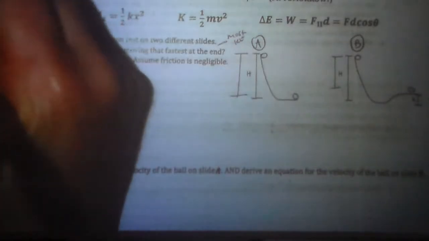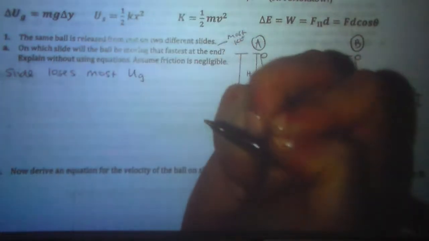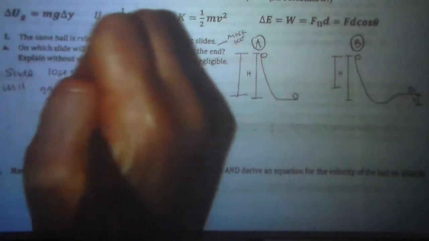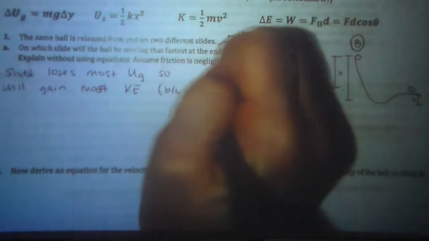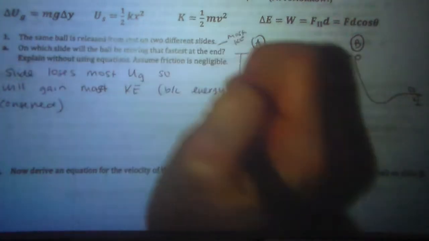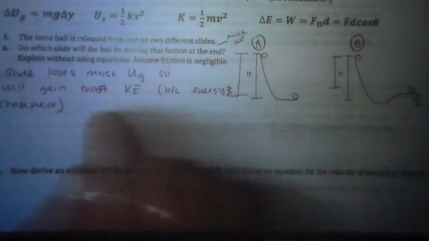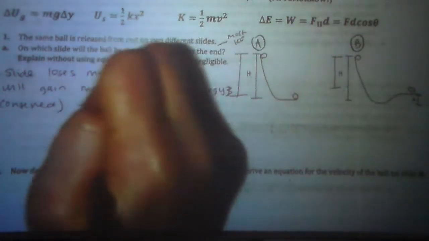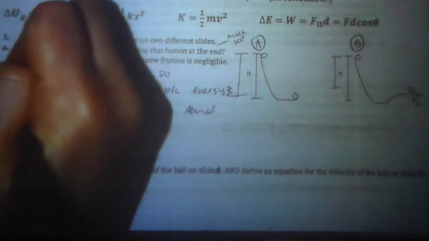So slide A loses the most potential energy, has the greater height change, so will gain the most kinetic because energy is conserved, right? Implied, but energy conserved. So because it loses all of that potential, it's going to gain all of that kinetic, and the one that has the most kinetic is going to be faster at the end. So slide A.